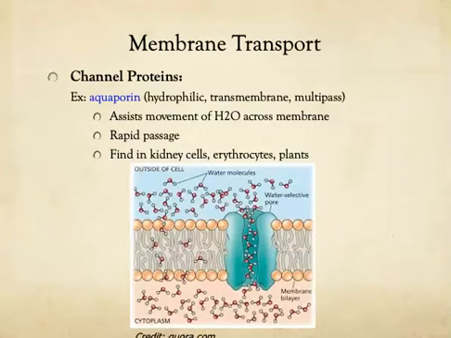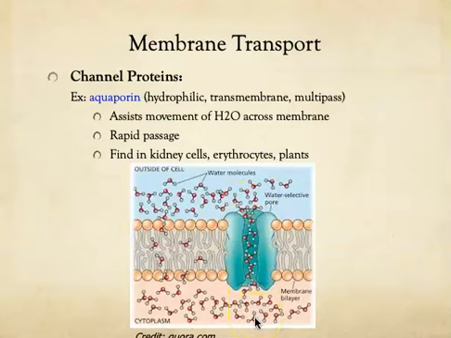A good example of a different kind of channel protein is a channel protein called aquaporin. Aquaporin is a channel protein that allows water to cross a membrane using facilitated diffusion. Remember, we said water's kind of unique because water can cross a membrane using simple diffusion. In that process we call osmosis, but water can also cross a membrane using facilitated diffusion.